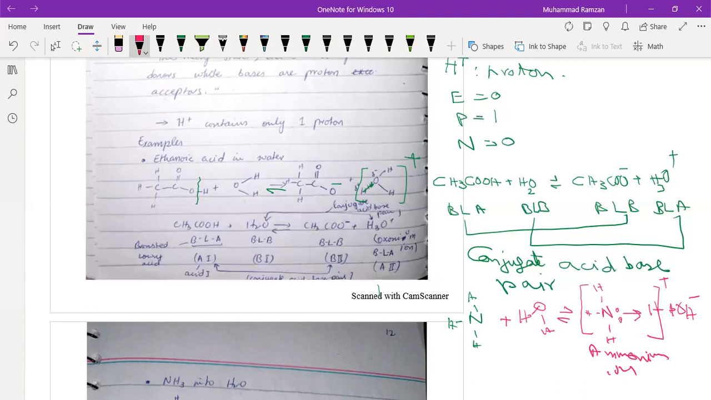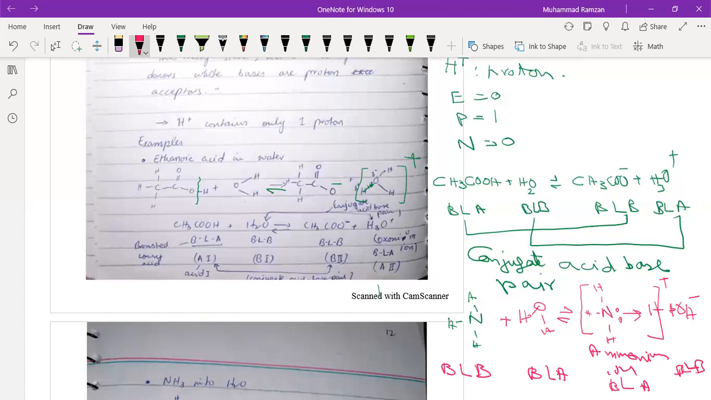According to the definition, NH3 accepting H plus is a Bronsted-Lowry base. H2O is changing into OH minus on the right side. It means it gives out H plus, so it is the Bronsted-Lowry acid. For the backward reaction, NH4 plus is the acid and OH minus is the base. So this is the Bronsted-Lowry acid, and this is the Bronsted-Lowry base.